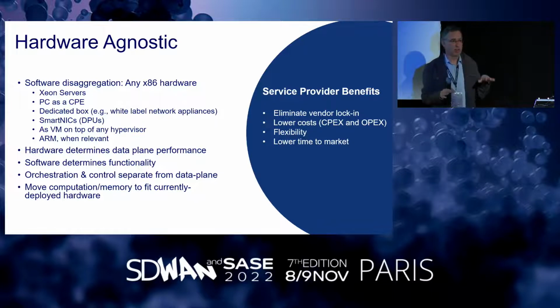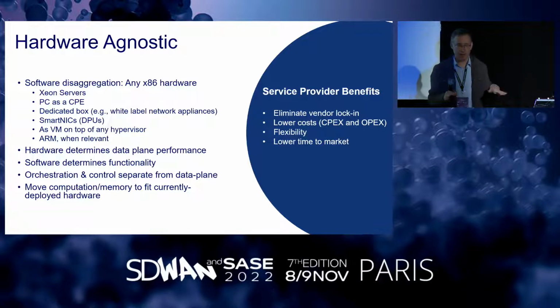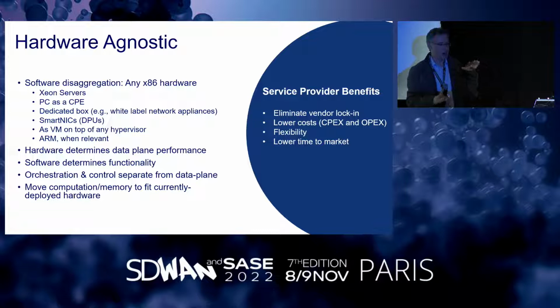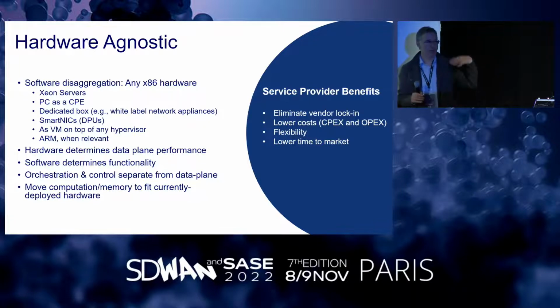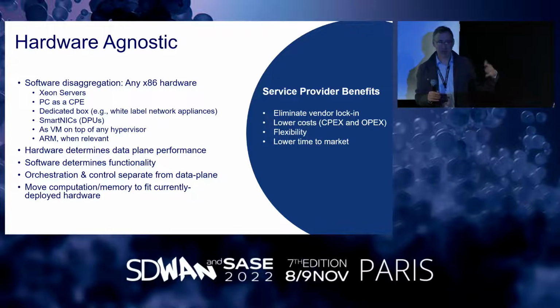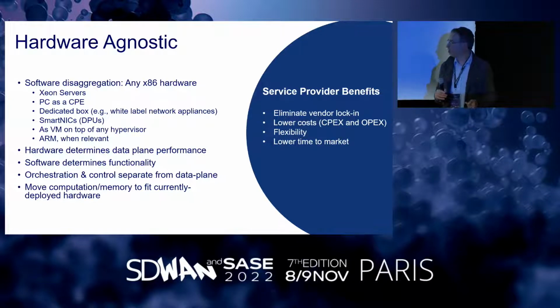Orchestration and control, this is typical to SDN in general and SD-WAN in particular, are separated. So we have the data plane like this. On top of that, we have a control plane that is done someplace else, where the orchestration is done and so on.